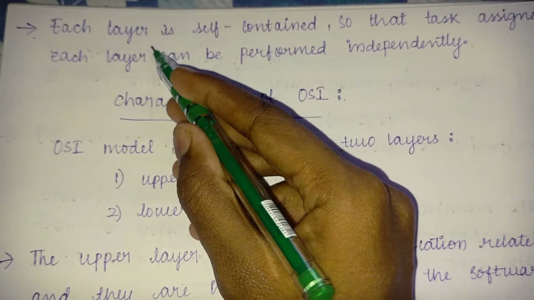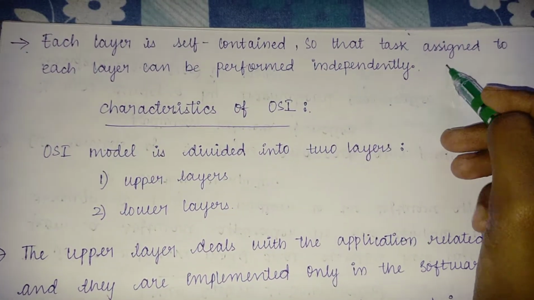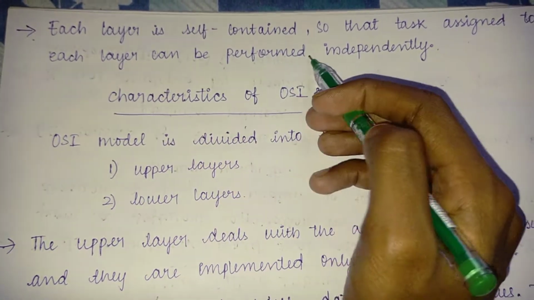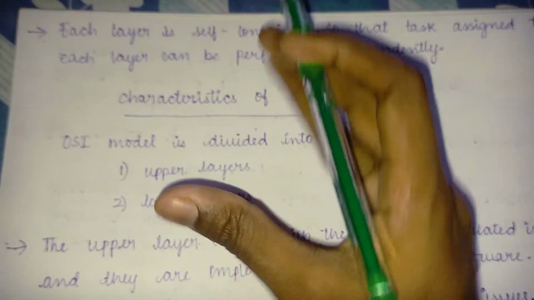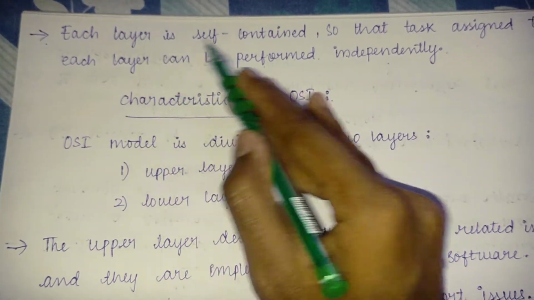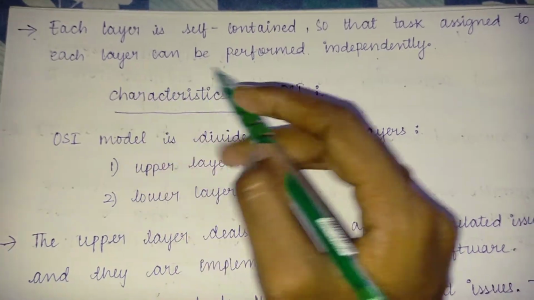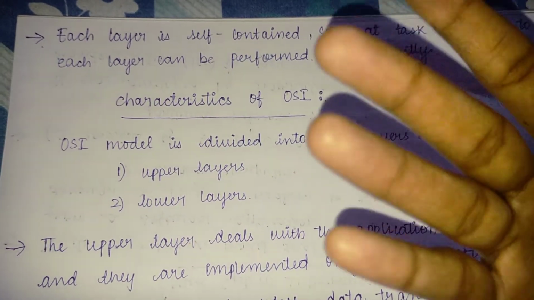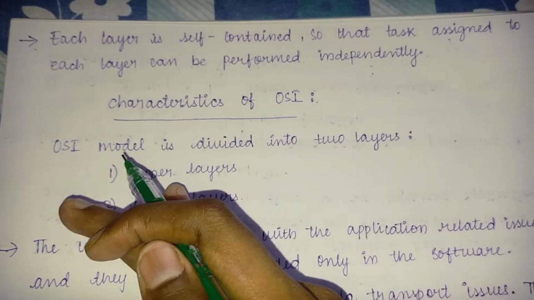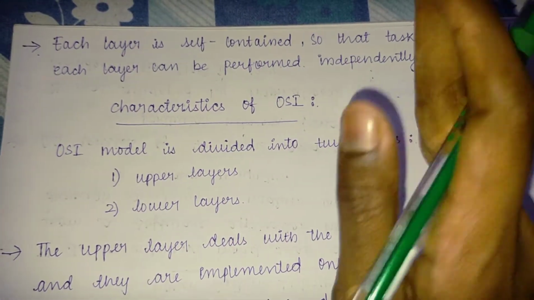Next, each layer is self-contained, so that the task assigned to each layer can be performed independently. So in those 7 layers, each layer is self-contained, so that the task assigned to each layer can be performed independently. To perform independently, those layers are assigned different tasks.